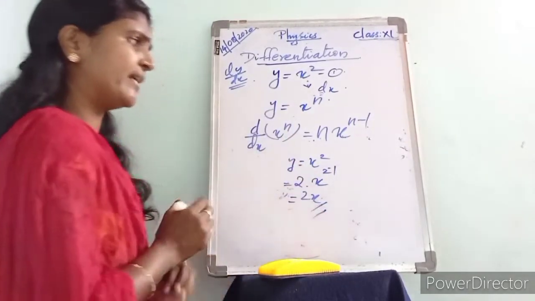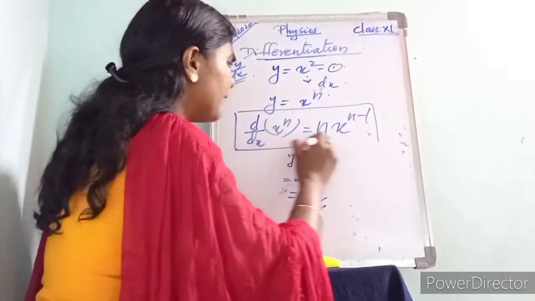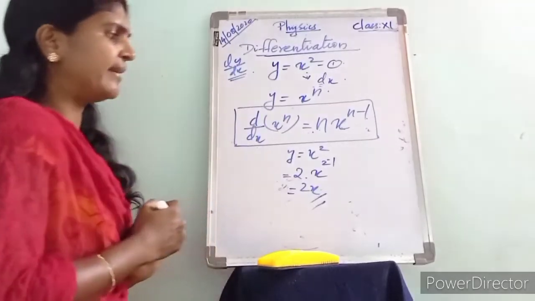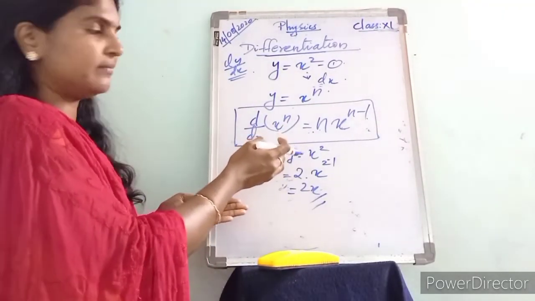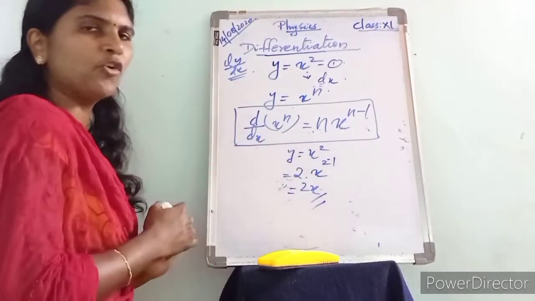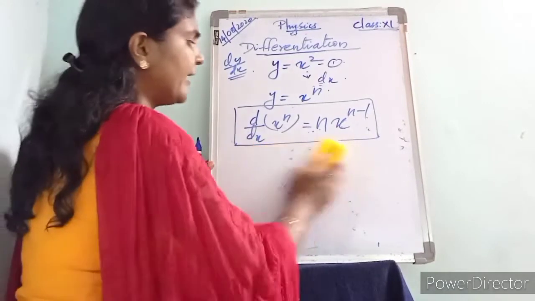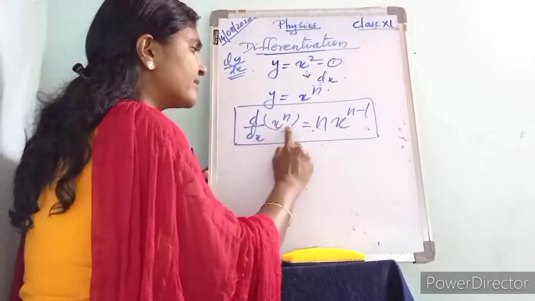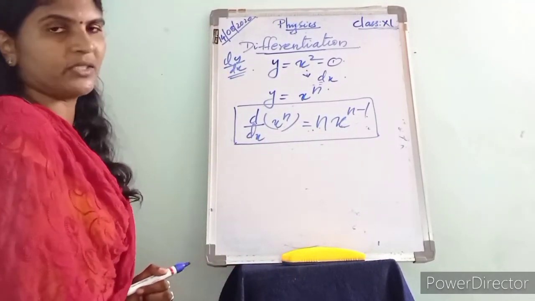Here the answer is 2x. So we have this very, very important equation, d by dx of x raised to n equals n into x raised to n minus 1. Next, you can work out y equal to x cube or y equal to x raised to 4, everything you can work out. You have to study this equation, d by dx of x raised to n equal to n into x raised to n minus 1.